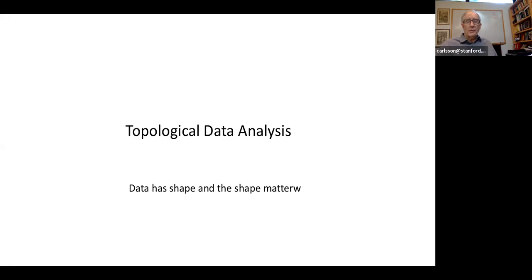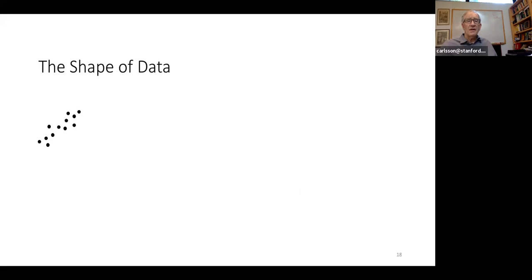Okay, so sorry about the typo there. Data has shape and the shape matters. I'm going to tell you a bit about topological data analysis. When we think about data, many of the tasks that we use to analyze it, like linear regression and clustering, are actually about the identification of the shape of the data. So for example, when I do linear regression, I have a data set like the one that I showed you here. It fits very nicely with a line. It can be well approximated with a line. And so I would do linear regression on it.